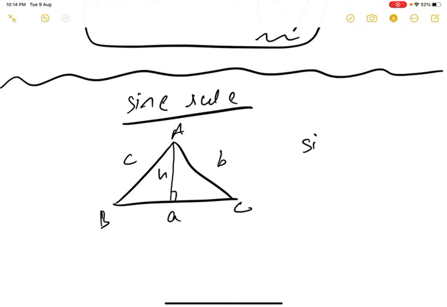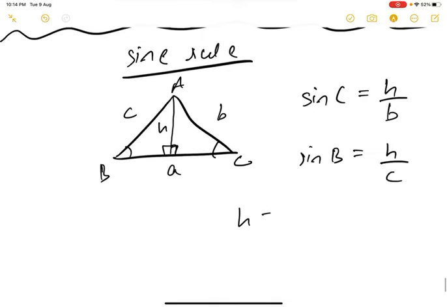Okay. Now what is sine of C? This is your angle C. Sine of C is opposite upon hypotenuse, right? So h upon b. And then what is sine of B? Because this is 90, then this also is 90. What is sine of B? Sine of B is h upon c. Now from the first equation, can I say that h is equal to b sine C? And from the second equation, I'll have h is equal to c sine B.